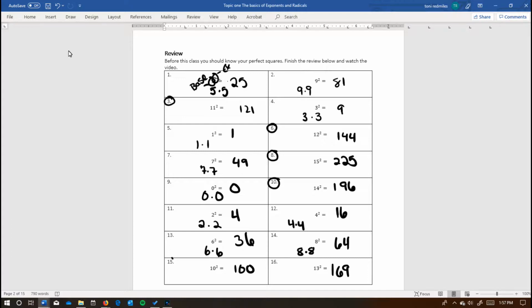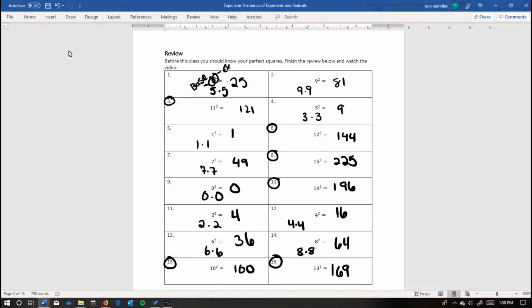Now, if you're having trouble with the multiplication, you need to take a multiplication class. This is probably not the class for you. But if your trouble is you just don't know what to do with the exponent and everything, hopefully you realize that the exponent tells me how many times to multiply the base.